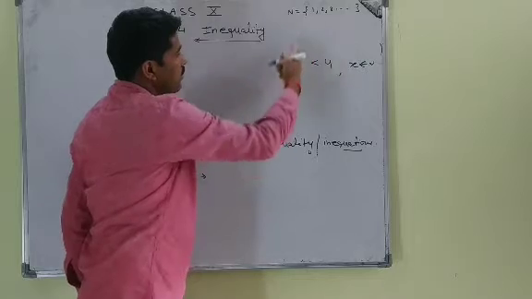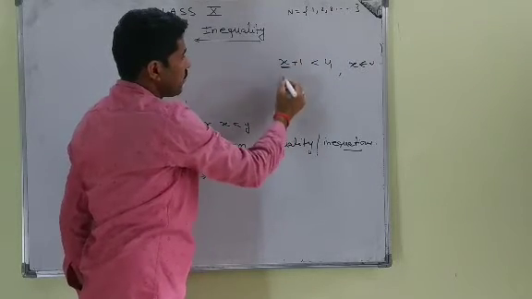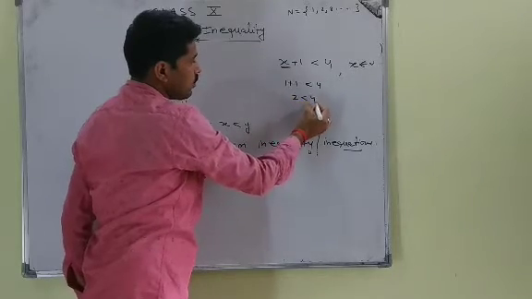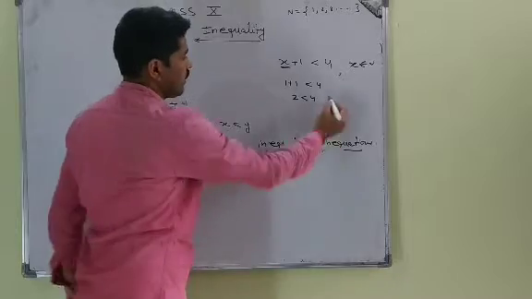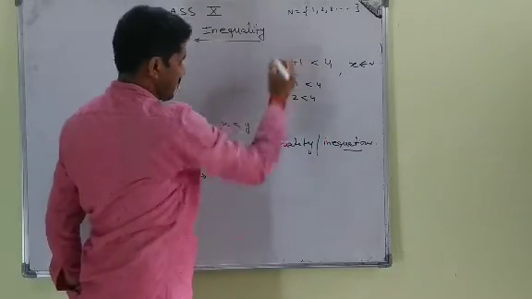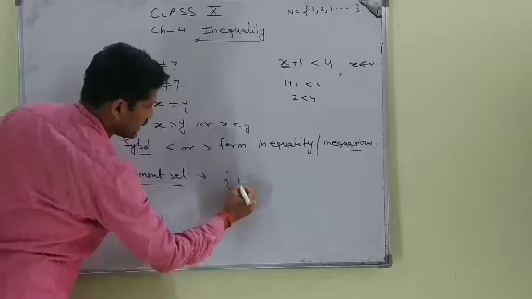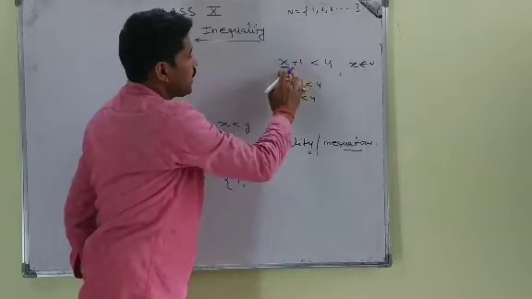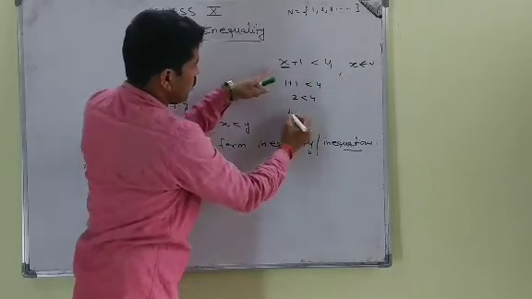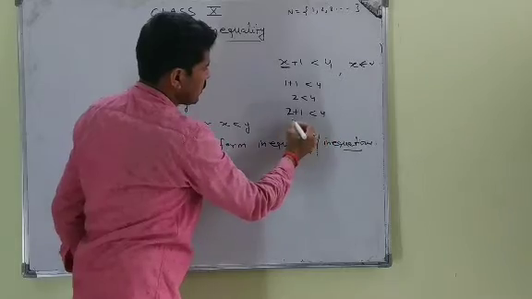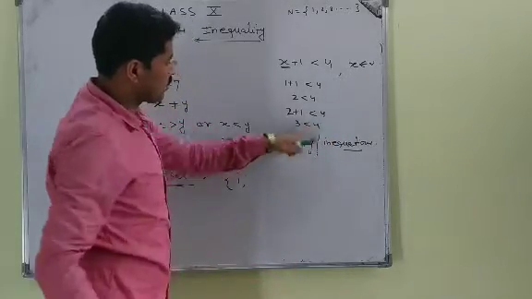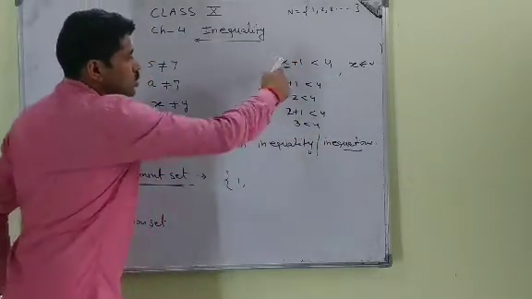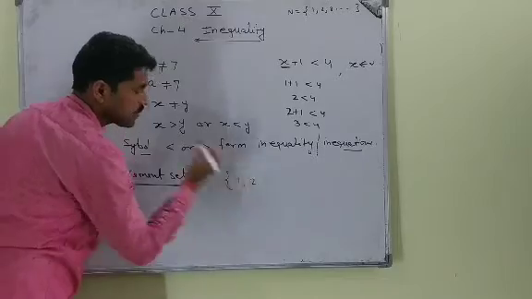So take the value. If we take 1, 1 plus 1 is 2, less than 4. So 1 satisfied the inequality. Take 2: 2 plus 1 less than 4, 3 less than 4. It is also true because 3 is less than 4. So 2 also satisfied, so 2 also replaces x. You may write 2 is there.